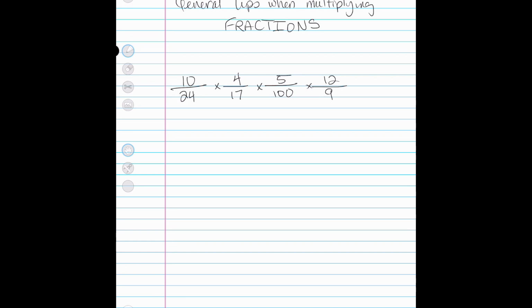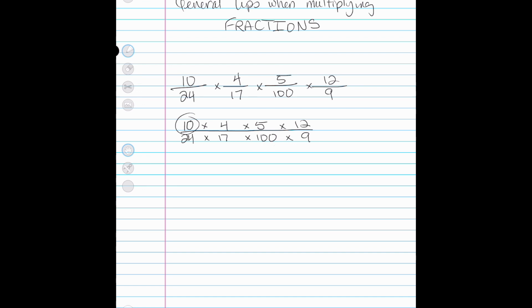But if you draw the line straight across, it still starts to look like the same thing that we're used to, all right? So we have 10 times 4 times 5 times 12 over 24 times 17, a ridiculous fraction. I should not have used that number, times 100 times 9. Now, whether you see it or not, there are some like terms that you can reduce here, that you can get rid of before having to plug all of this into the calculator. And in truth, if you do it like this, you may not even have to use the calculator in the end. For example, we have a 10 here, and we have 100 here, right?